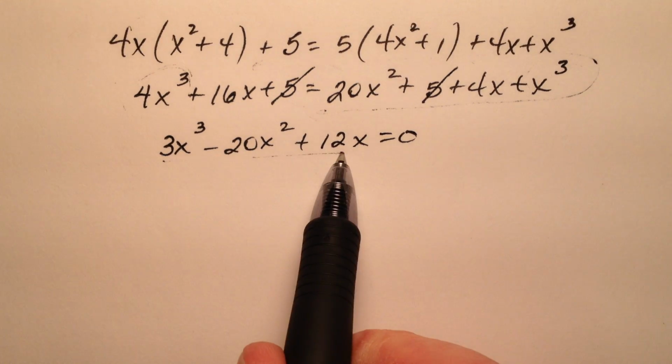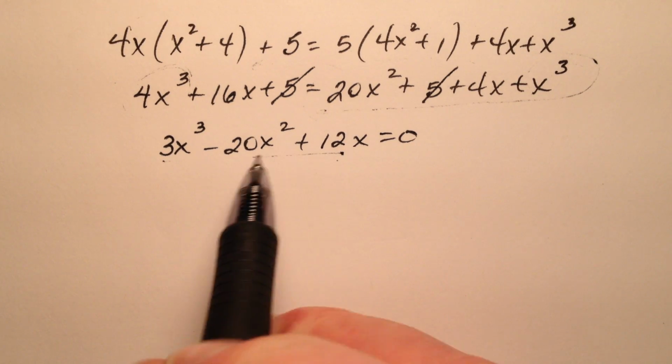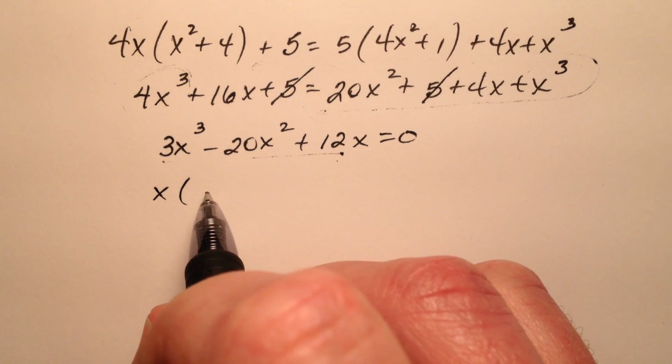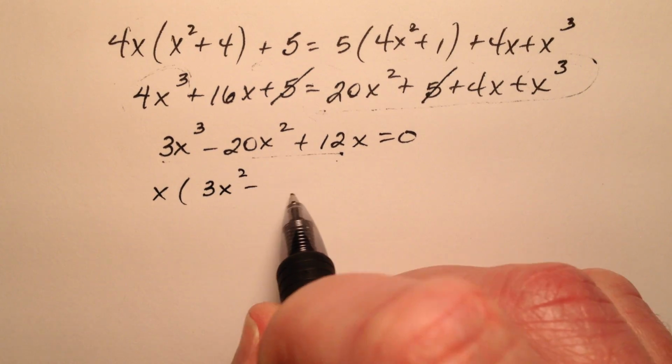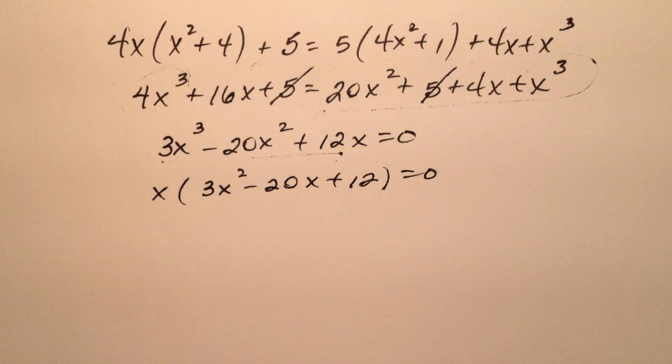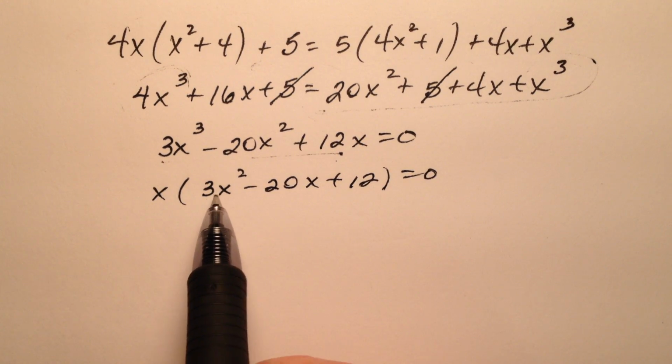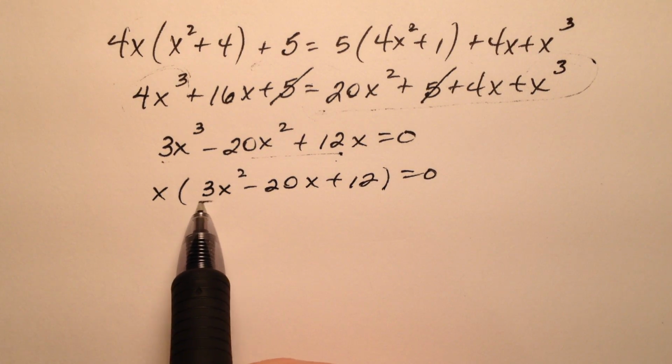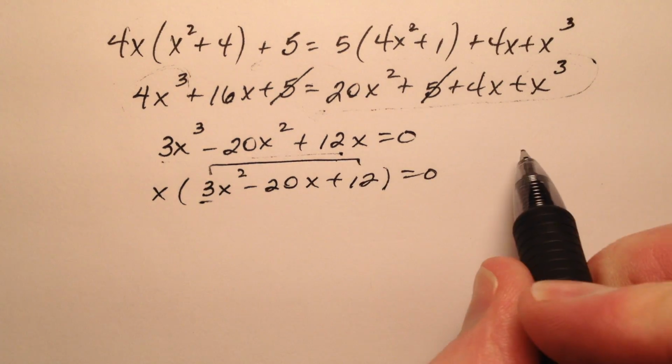So then I'm going to look for a greatest common factor to pull out. So if I'm going to solve this by factoring, that's where I'm going to start. So it looks like I can pull an x out, and I'll have a 3x squared minus 20x plus 12. Okay, so my leading coefficient is not 1, so I'm going to have to do my AC method.